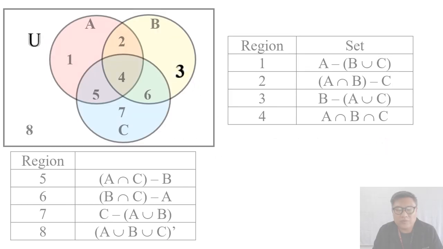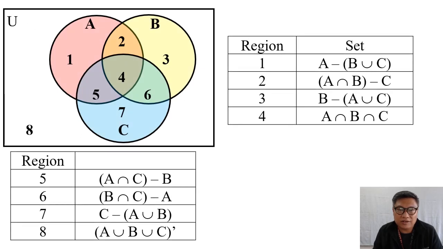In a three-set Venn diagram, we noticed that there are 8 regions to fulfill. In set A, we have 4 regions. In set B, again another 4 regions, but 3 regions are common to the other sets. In set C, we also have 4 regions, but 3 of them are the intersections of the other 2 regions. The other one is the region that is outside these 3 sets.